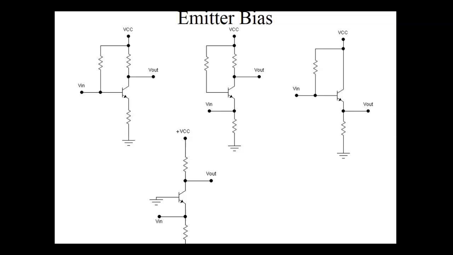So this is emitter bias. Now, what's nice about emitter bias is, we know if we put a resistor in the emitter, then we end up with basically what we call a constant current source, right? Y'all understand that? Yes or no?